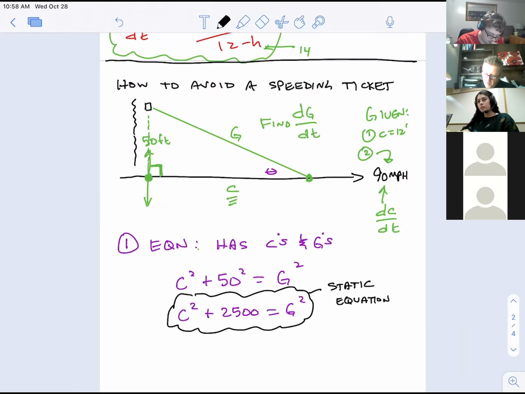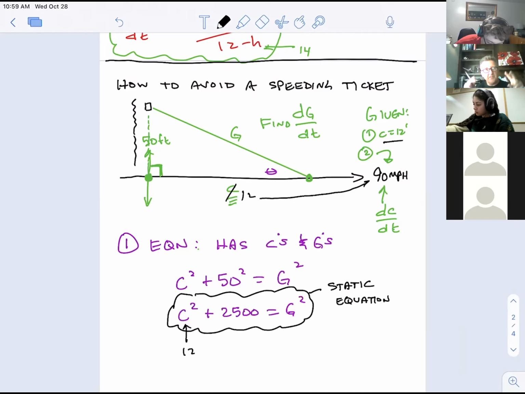So for that reason, why do I not want to go in and just plug 12 in right now? Wasn't 12 feet a given? C is 12. Why do I not want to do that? Is it because you don't have the G isolated by itself? It's even worse than that. Because you're trying to solve for the derivative. I need the derivative. And would you agree if C is 12, that contradicts the speed? Like if C is stuck at 12, then you're not moving. You see what I'm saying?